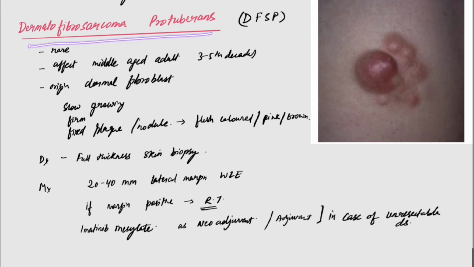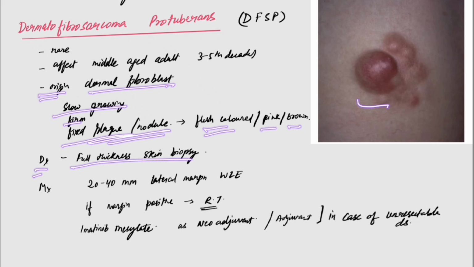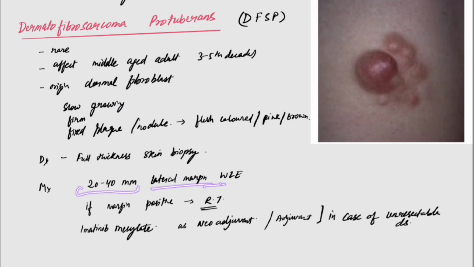Dermatofibrosarcoma protuberans. This is a rare cancer. It affects middle-aged adults, age group 30 to 50 years. Origin is the dermal fibroblast. They are slow-growing firm fixed plaque or nodular lesions. They are flesh colored, pink or brown. Diagnosis is by full thickness skin biopsy. Management, we have to go for 20 to 40 millimeter lateral margin wide local excision. If the margins are still positive on histopathology, we have to go for radiotherapy. We can also give imatinib mesylate as neoadjuvant or as adjuvant in case of unresectable disease.